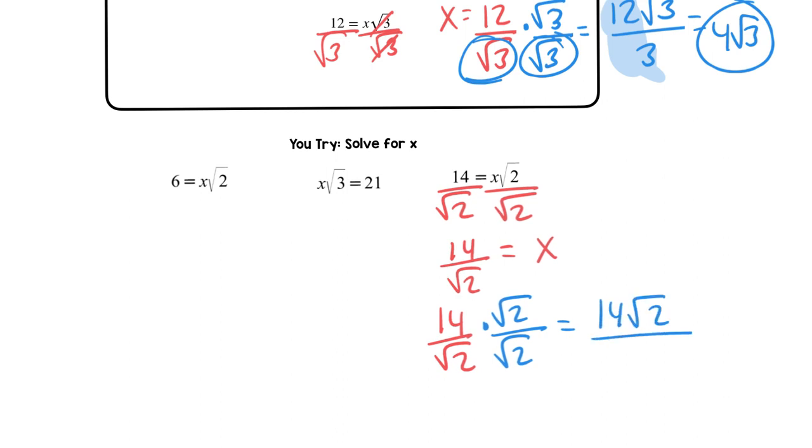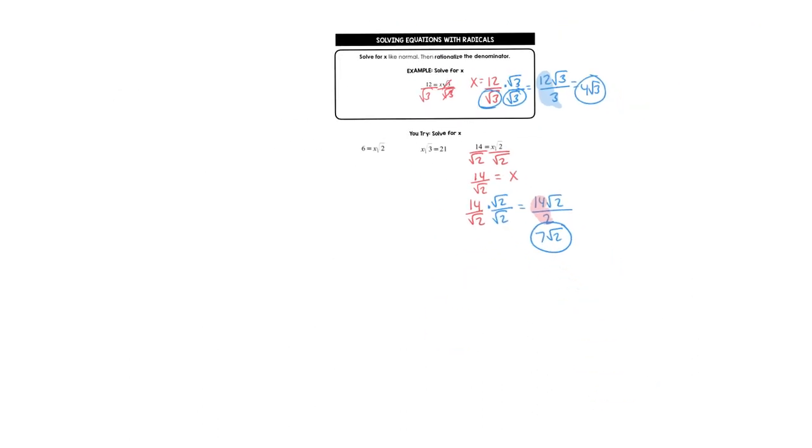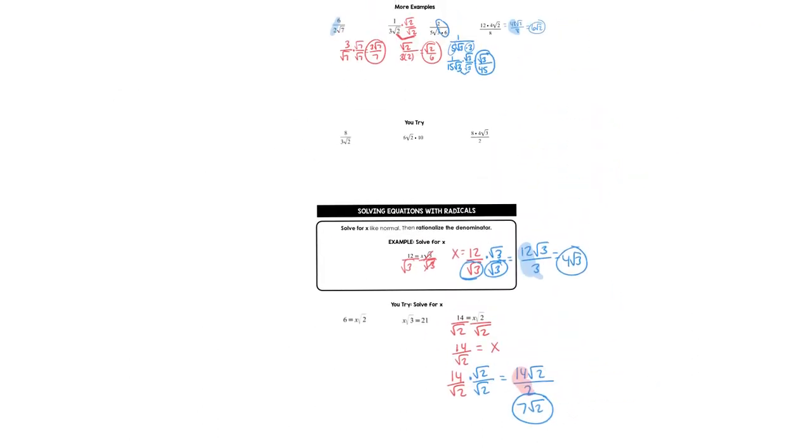On the bottom, we have root 2 times root 2, which is square root 4, but the square root of 4 is 2. So whenever you have a root times itself, the root just cancels itself out. Now just divide the numbers that are not under the radical. So I have a 14 divided by 2, which is 7, and then root 2. Okay, so that is it.